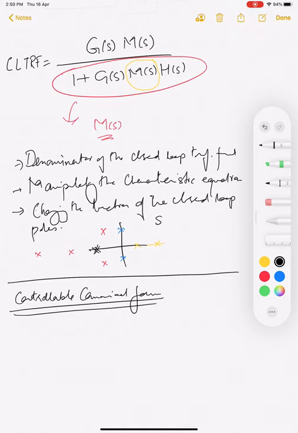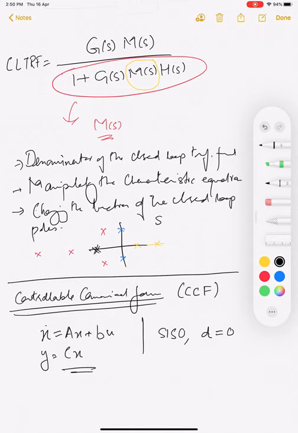So let us say we have a system given by x dot is equal to Ax plus Bu, y is equal to Cx. We are assuming that the system is SISO. We are assuming that there is no drift term d0, and let us say that this system is available to us in the controllable canonical form, in short CCF. It is available to us in CCF, and for simplicity let us assume that it's a third order system, right?